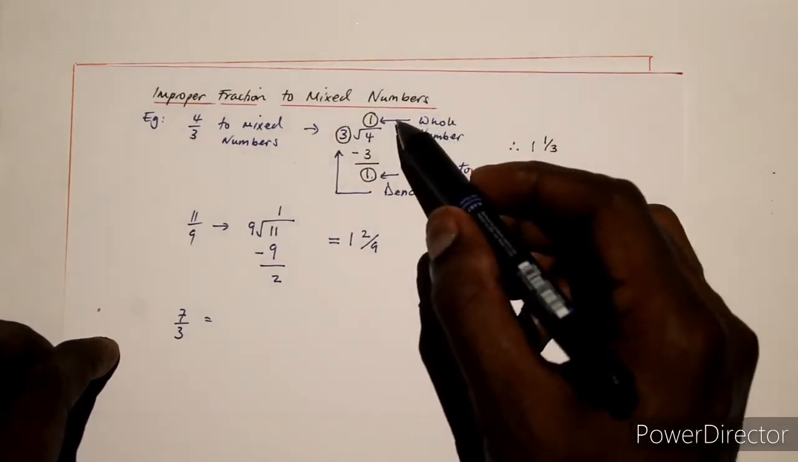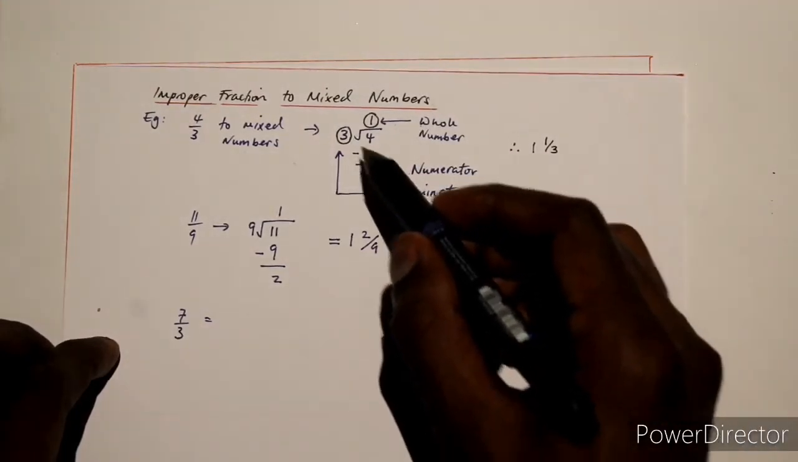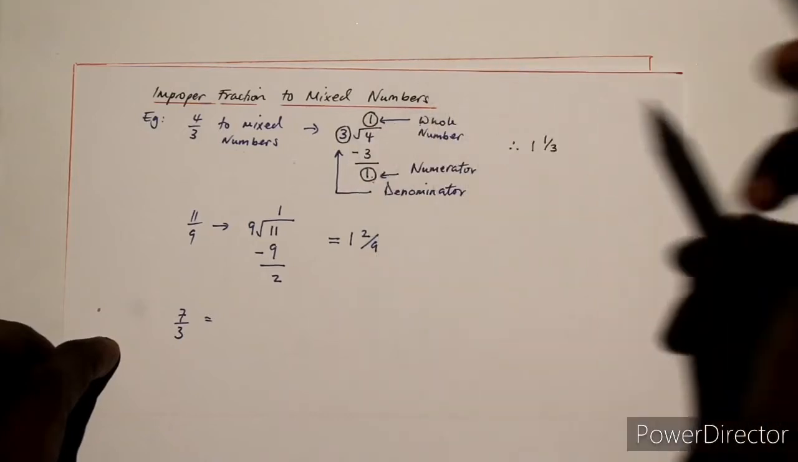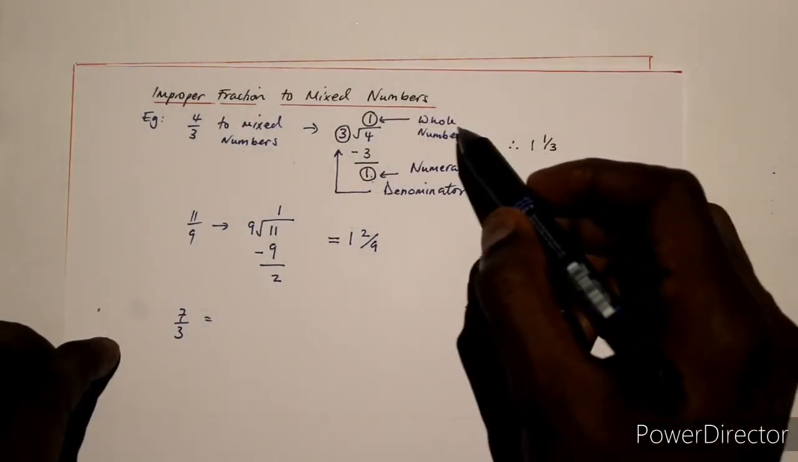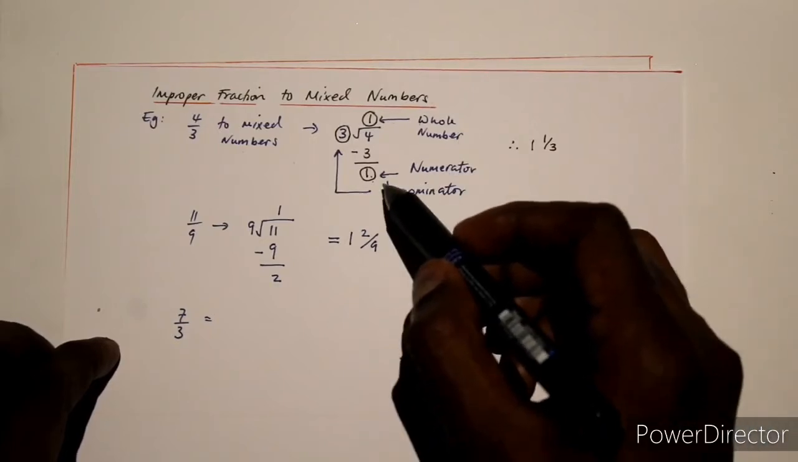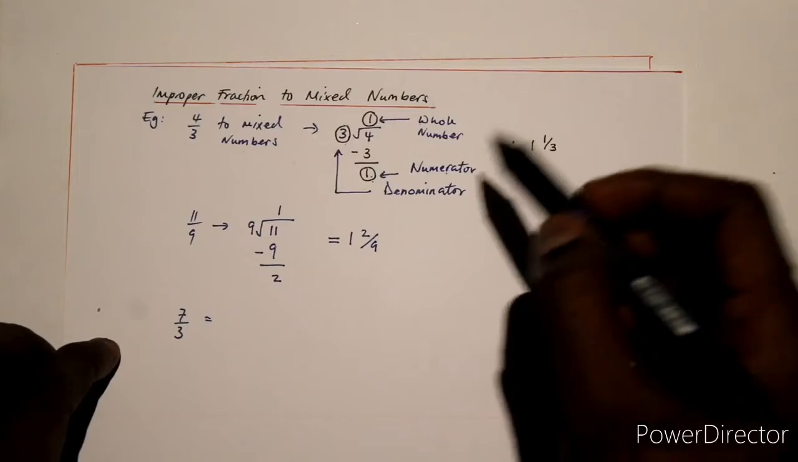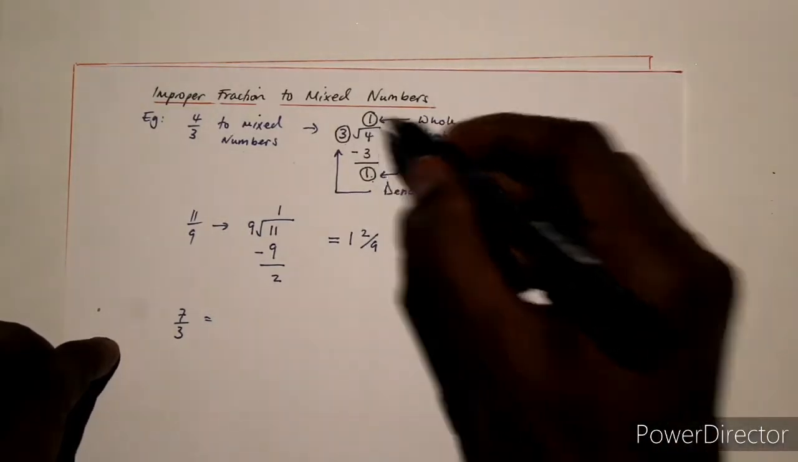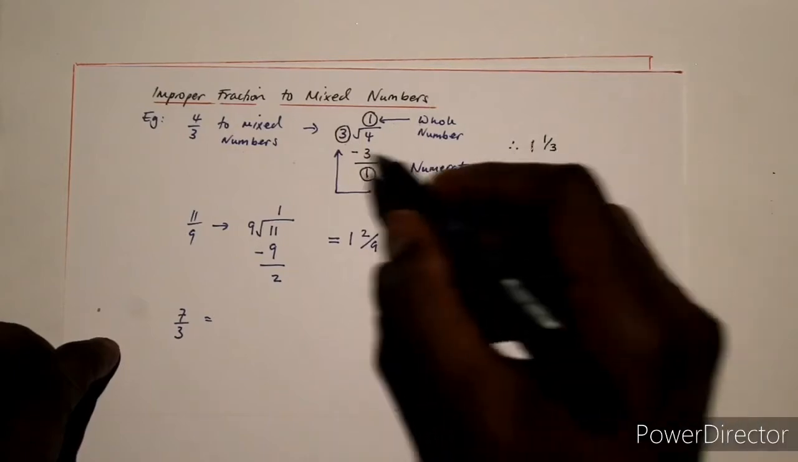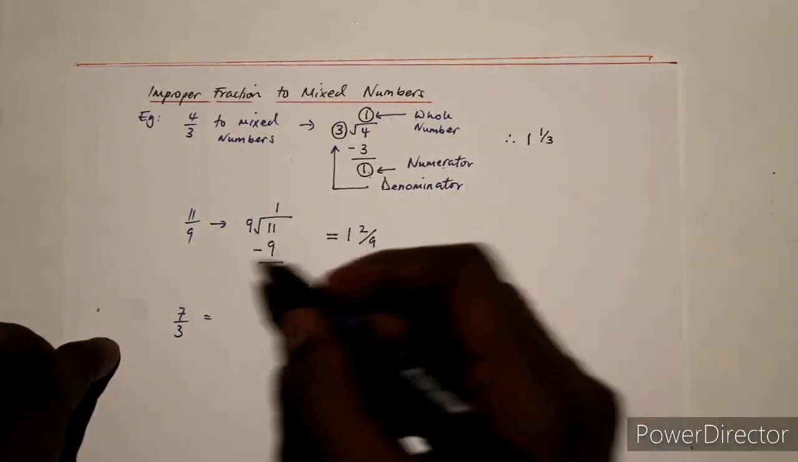So our quotient, our remainder, and our divisor. What will happen is the quotient there will become our whole number, the remainder will become our numerator, and the divisor will be our denominator. So when we write it in mixed numbers, we should have 1 whole and 1 over 3. Let's look at another example there.